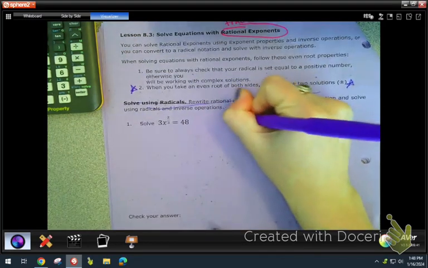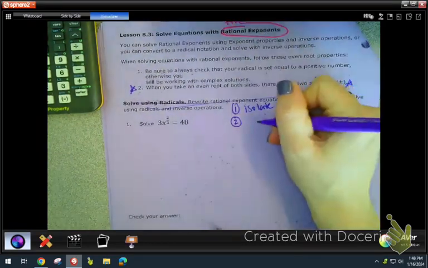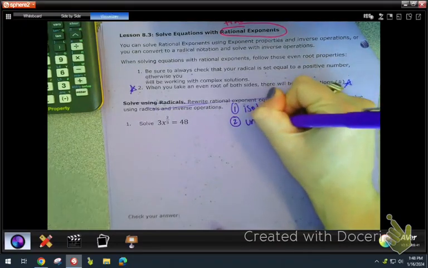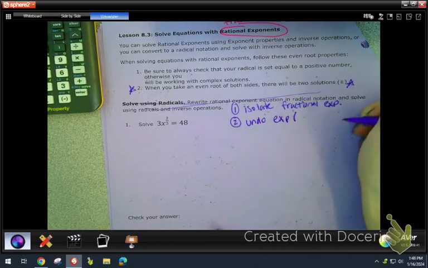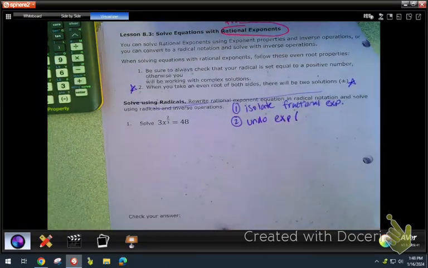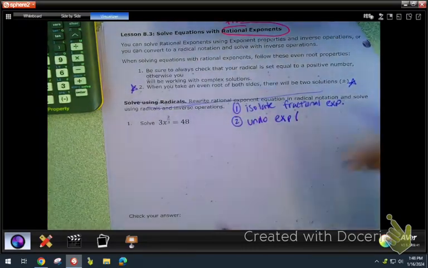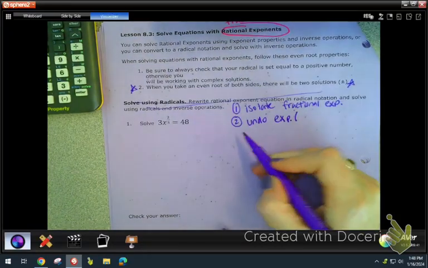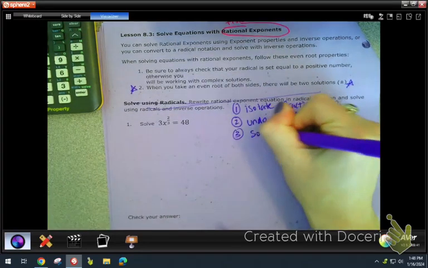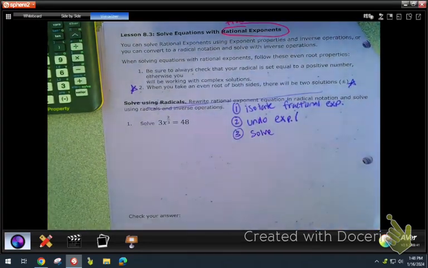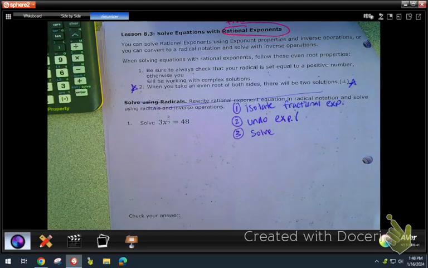Then step number 2 is you're going to have to undo the exponent. And leave a little bit of space because I'm going to write how you actually do that in the parentheses. But let's get our steps down first. So you're going to have to undo that exponent. And then step number 3 is going to be to solve. So these are very shortened steps, and they're very similar to what we did day 1. But again, we're dealing with fractional exponents instead of just radicals.